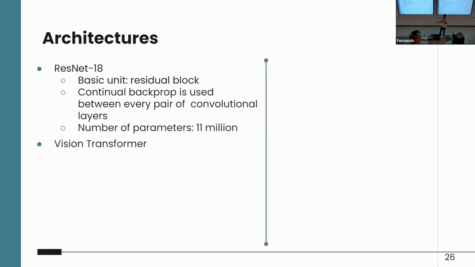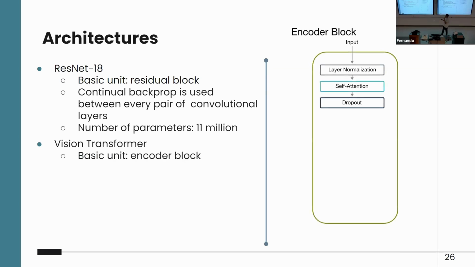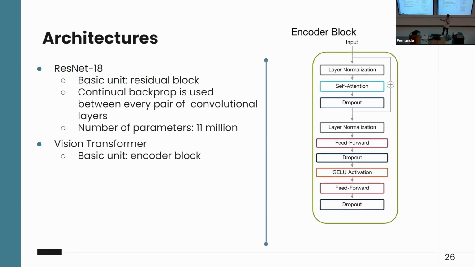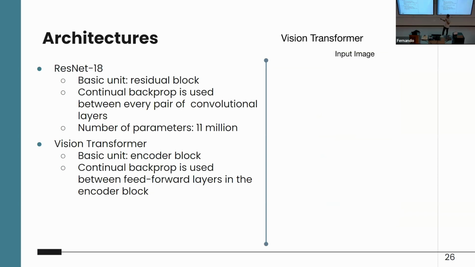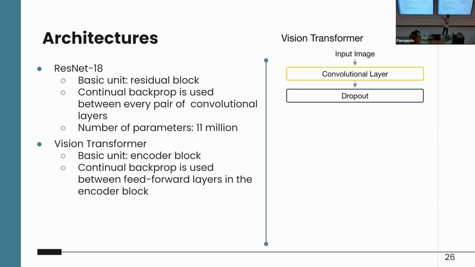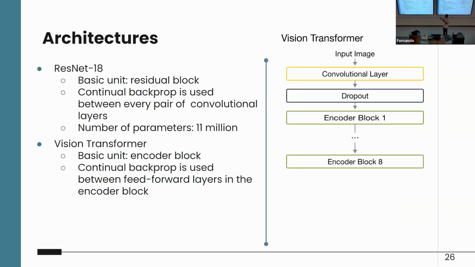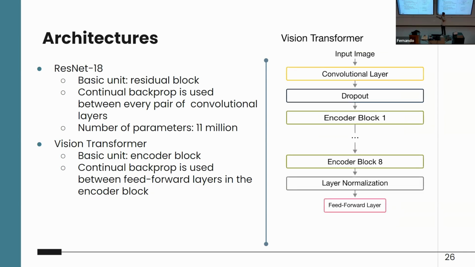Now, for the vision transformer, the basic unit is an encoder block, which takes an input, goes through a layer normalization layer, a self-attention layer, a dropout, and goes through another layer normalization. There's a skip connection from here to here. And then we have a stack of feed-forward layers with a GELU activation in between. And finally, we get our output, and there's a skip connection from here to here. Continual backprop is used between the feed-forward layers, so right here. And a vision transformer is just a stack of these blocks. So an input image goes through a convolutional layer, dropout, several encoder blocks, layer normalization, feed-forward layer, and finally an output.